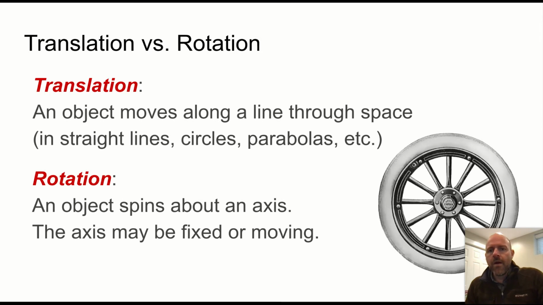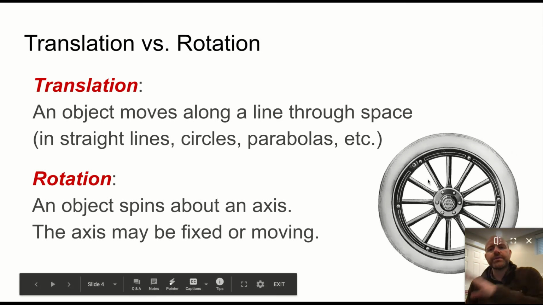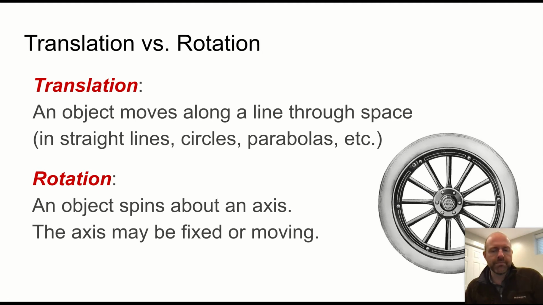The big difference here between translation, moving along a line through space, circles, straight lines, etc. Rotation means every particle is moving together around an axis. That axis itself might be moving or fixed, and we can combine translation and rotation, but we'll get to that.